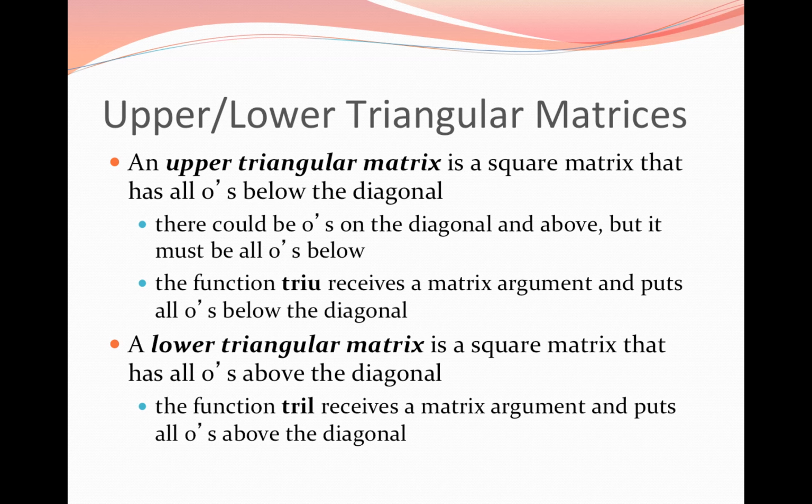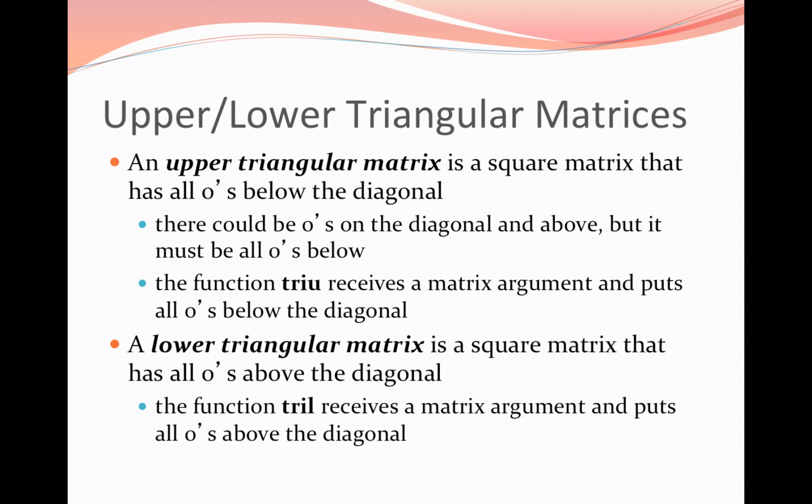MATLAB has a function triu. You pass to it a matrix argument, and basically it'll make that matrix into an upper triangular matrix. So whatever you had below the diagonal, it'll replace all of those numbers with zeros. Everything else on the diagonal and above, it leaves alone.